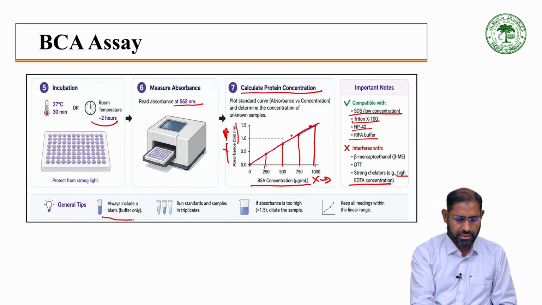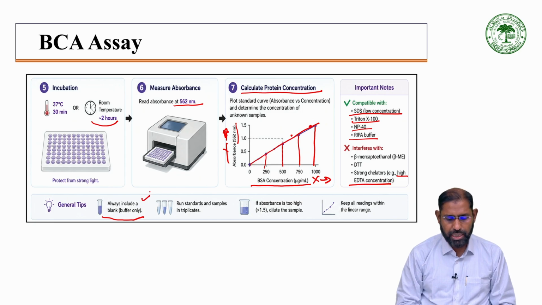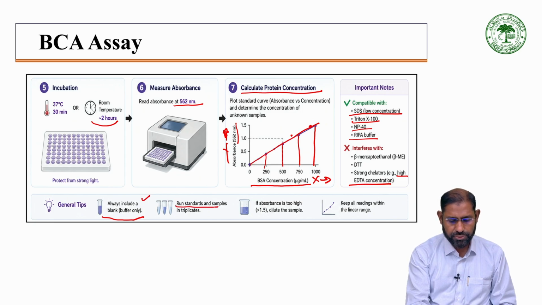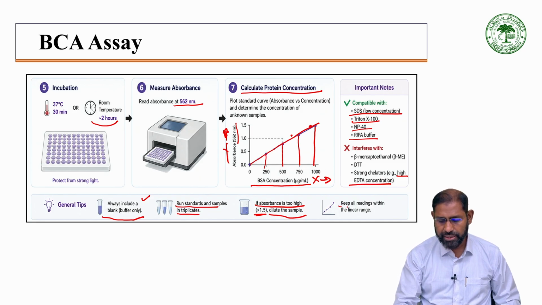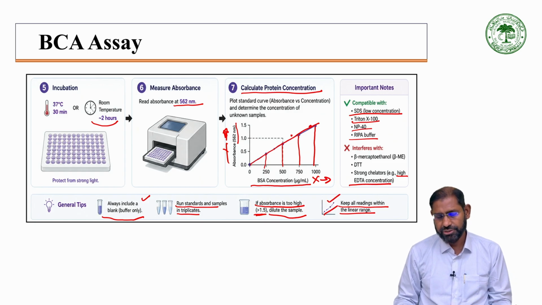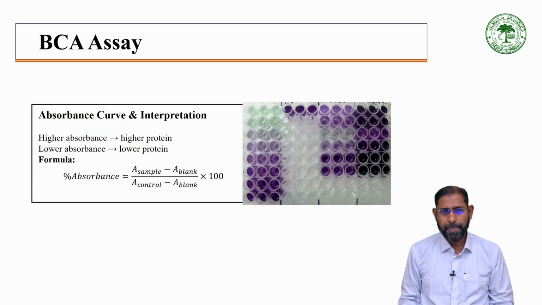Also, always include a blank. The blank is the buffer, and we have to run the standard and samples in triplicate. If the absorbance is too high, like more than 1.5, then we need to dilute the samples. And we also keep all readings within the linear range. These are the tips, or conditions, we can keep in mind when we perform the BCA assay.